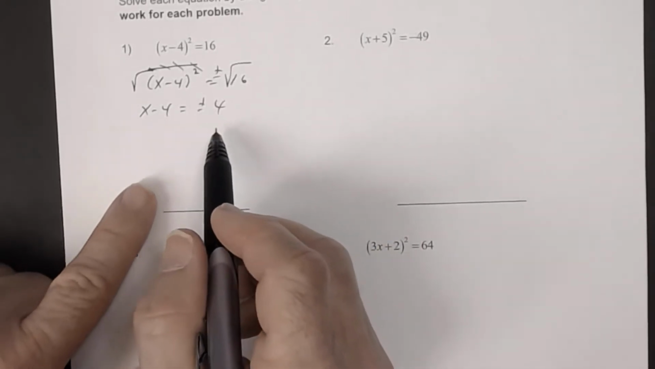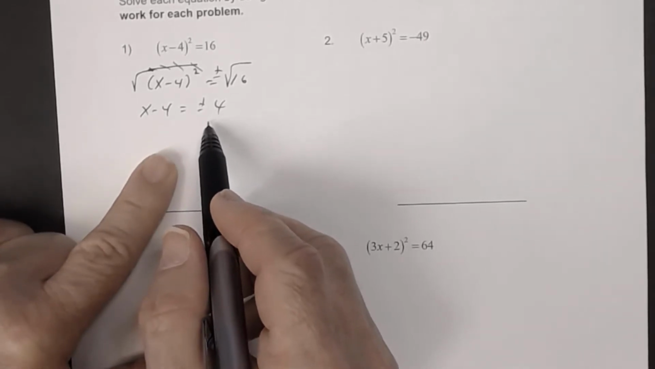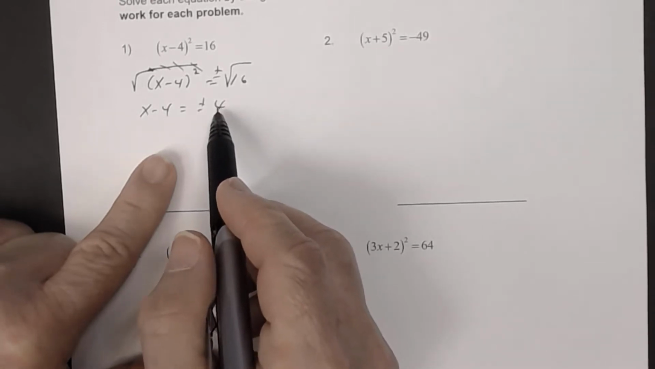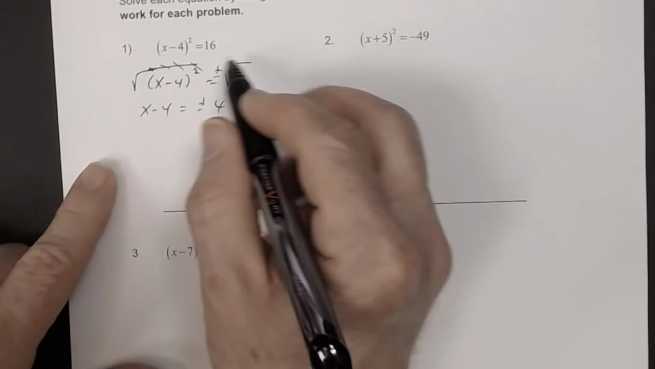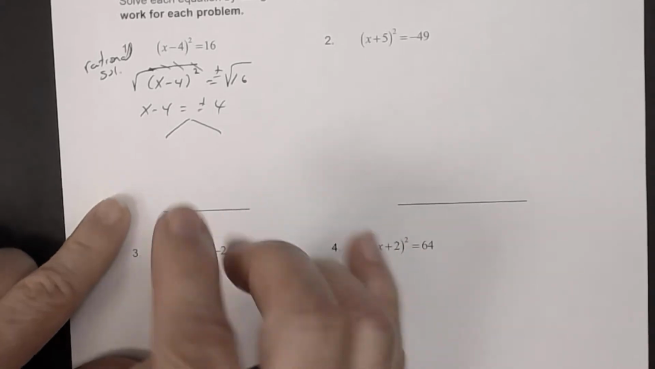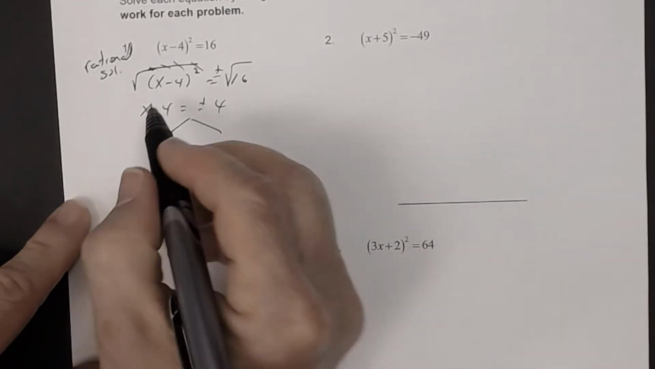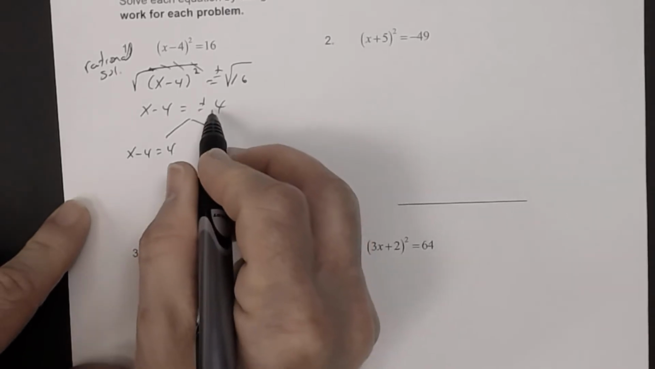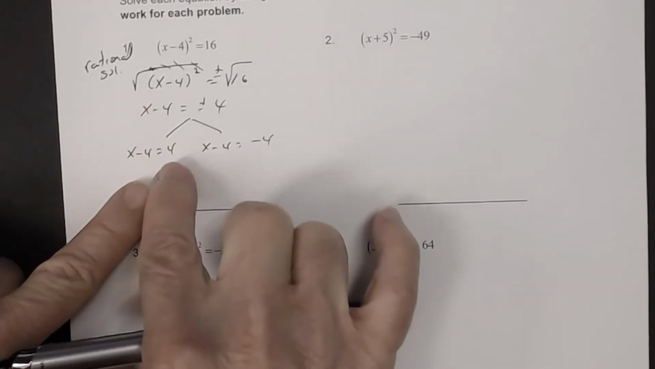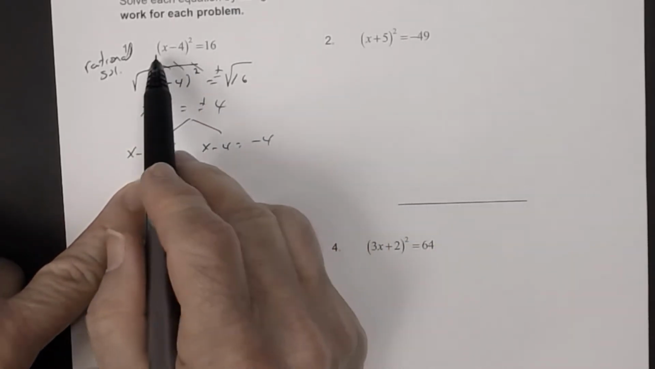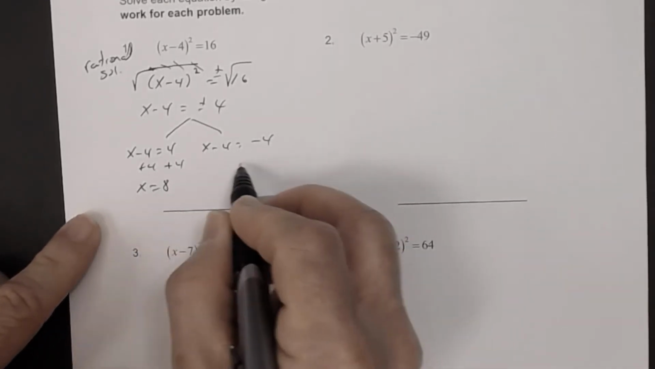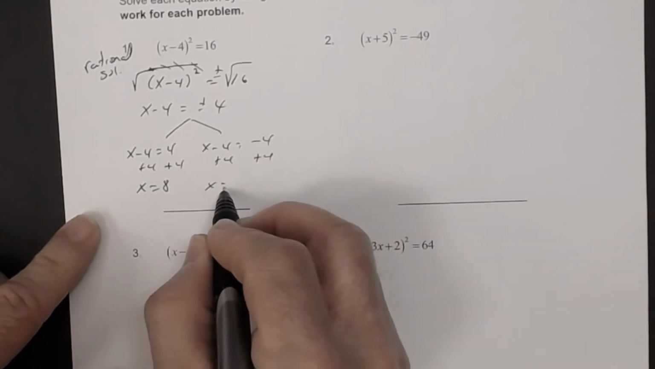Now at that point is where we started talking about real numbers and imaginary numbers. This is a real number, and in fact it's a rational number. So I'm going to get rational solutions here. I'm going to break this down into two parts because I want to know what those rational solutions are. So x minus 4 equals positive 4, and x minus 4 equals negative 4. Notice you went from a quadratic equation to two linear equations, so solve each one. You get x to be 8, and here you get x to be 0.